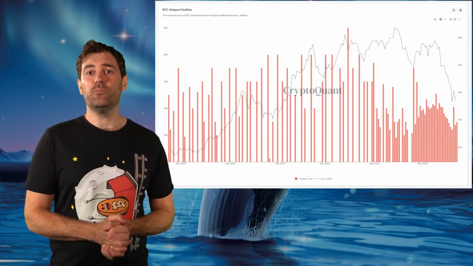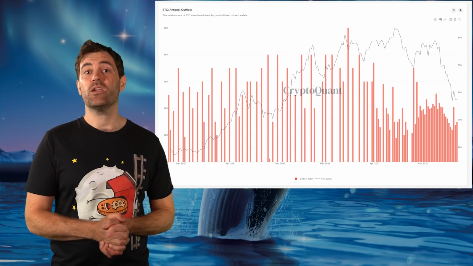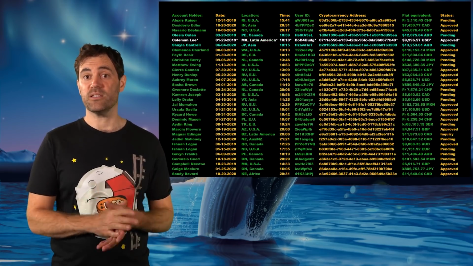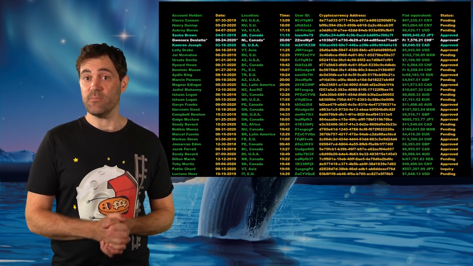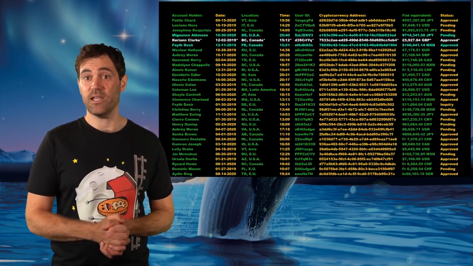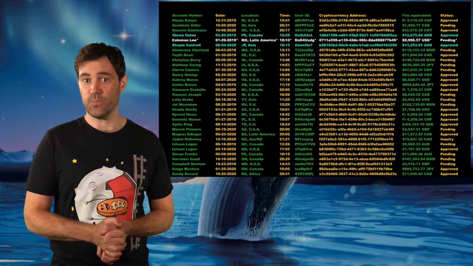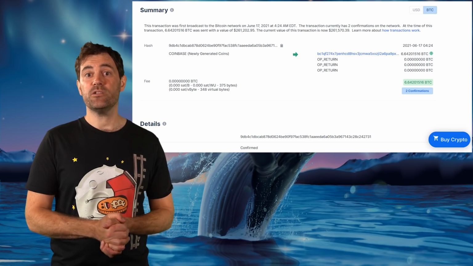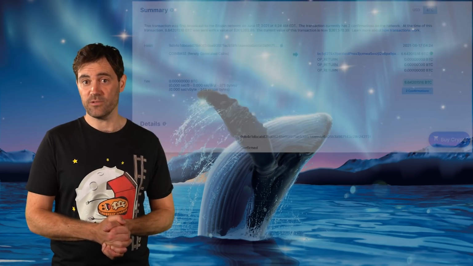To understand whale movements, you need to be familiar with on-chain analysis, so here's a quick crash course. As you know, most cryptocurrency blockchains are publicly viewable. That means that anyone can see most crypto transactions happening in real time, and this can easily be done using a blockchain explorer. What's cool is that this level of transparency lets you do much more than just verify whether your transaction went through or not.